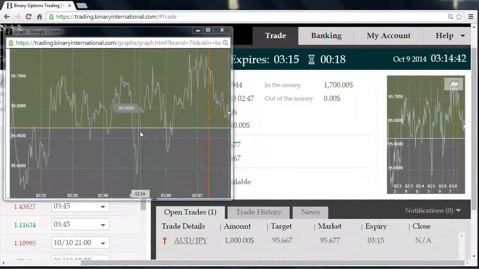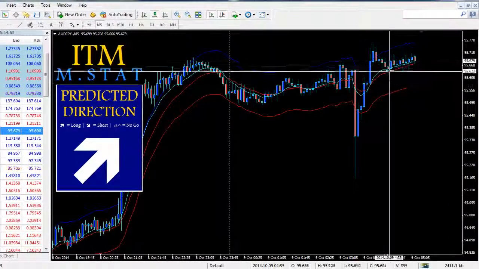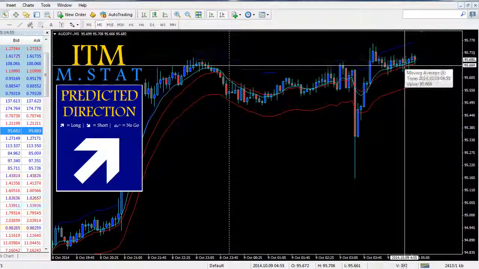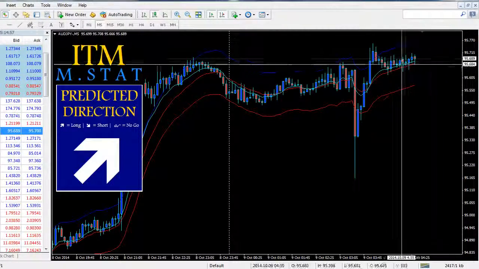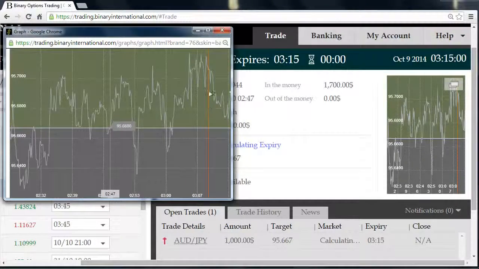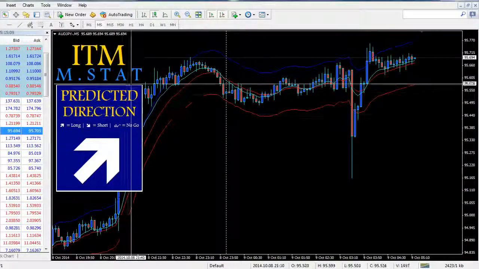Alright, back again with this Aussie dollar Japanese yen still successfully in the money here with roughly 15 seconds left to expiry. This being a fairly volatile pair, almost exotic in nature, tends to reverberate around entry points quite aggressively on shorter time frames. However, we have the advantage here of a multi-time frame aggregate direction having been provided to us by ITM MStat, giving us the opportunity to get into this trade with a lot more comfort and an edge over other multi-time frame strategies.